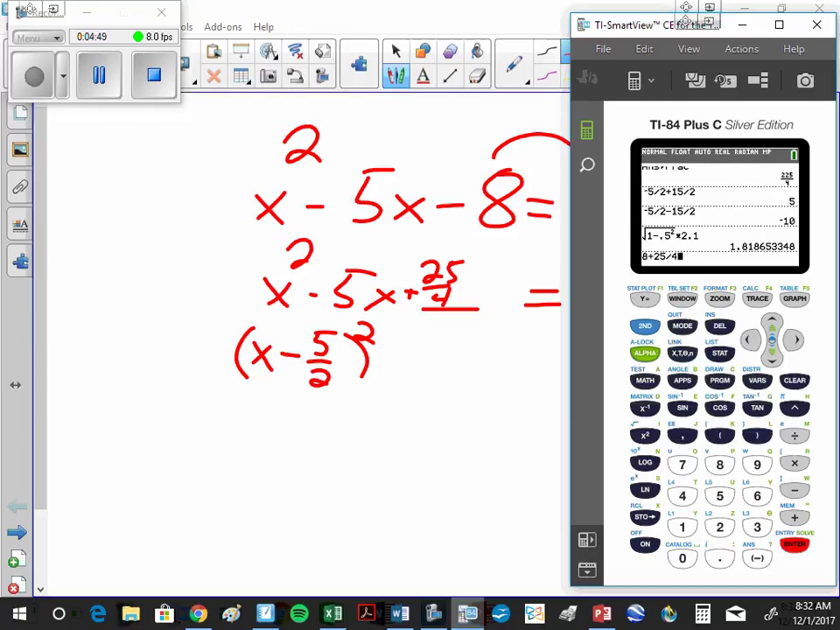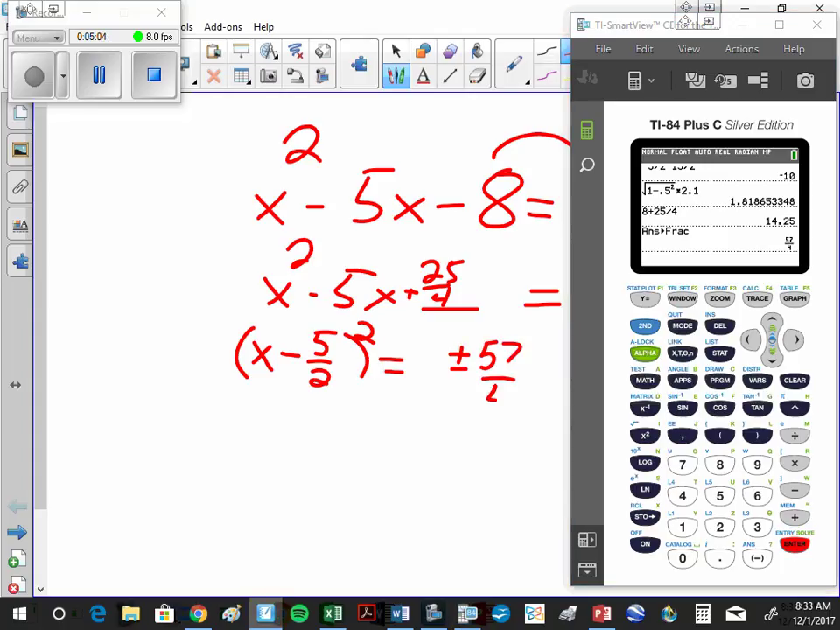How do I make that a fraction? Math, which is right under the green button. And the first one says triangle fraction. And I get 57 over 4. Is everybody okay with that?